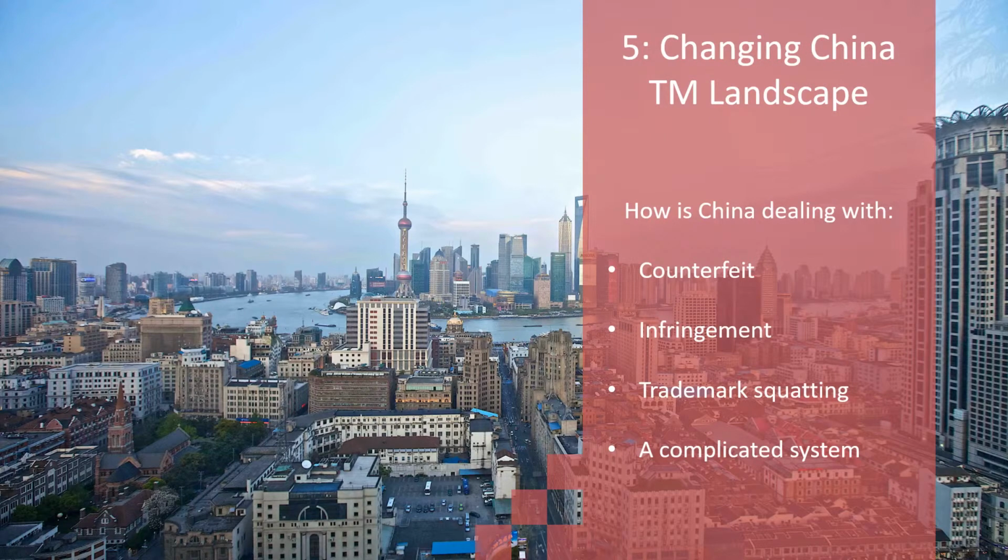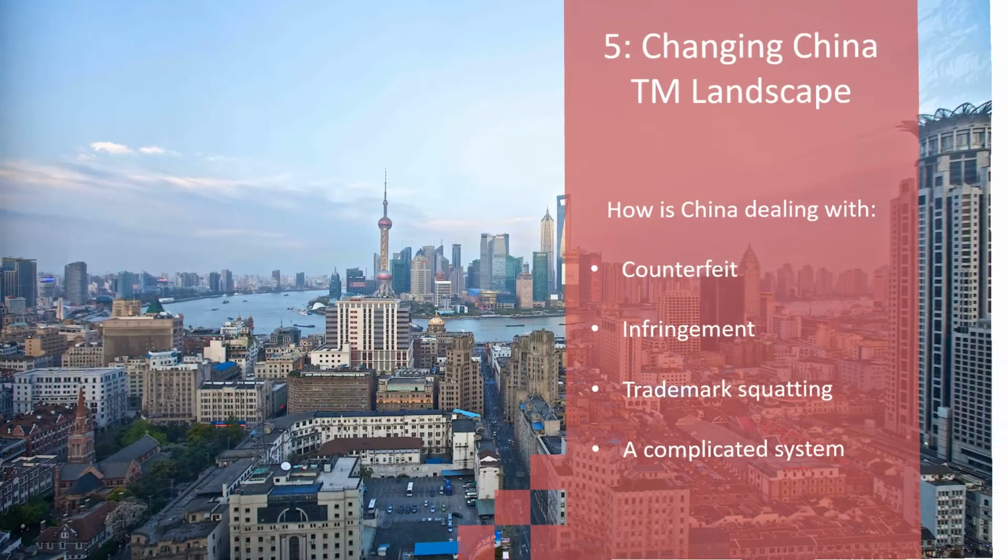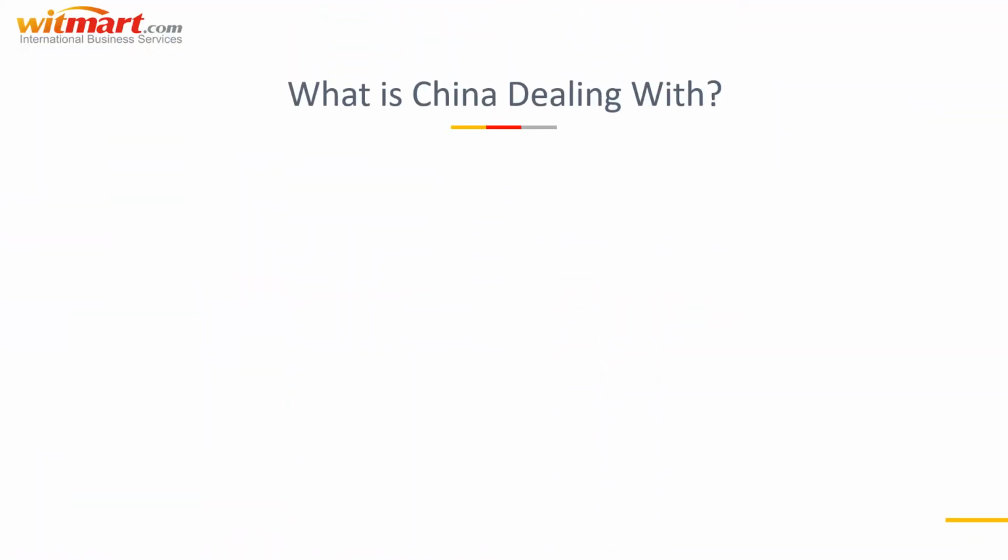Now we've reached the final piece of the puzzle. Everything we've talked about so far has had to do with your own input to register and protect your intellectual property. But as we've said before, China has a dangerous landscape of trademark squatting, counterfeit, and infringement. What, if anything, is the Chinese government doing to improve their trademark laws? Let's take stock of the situation.